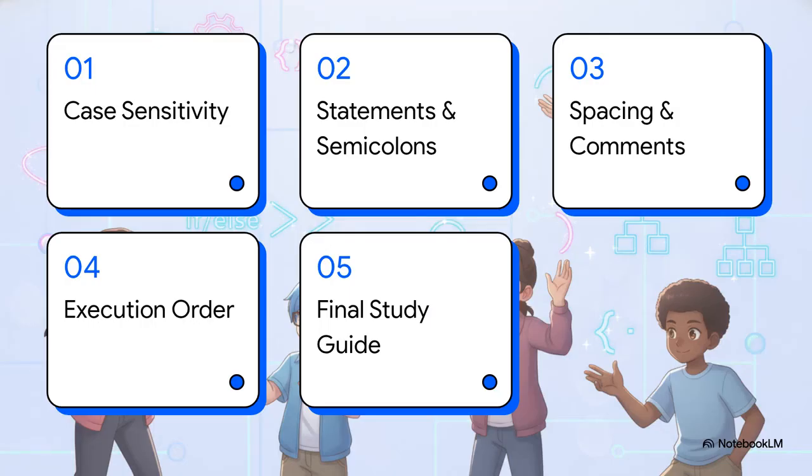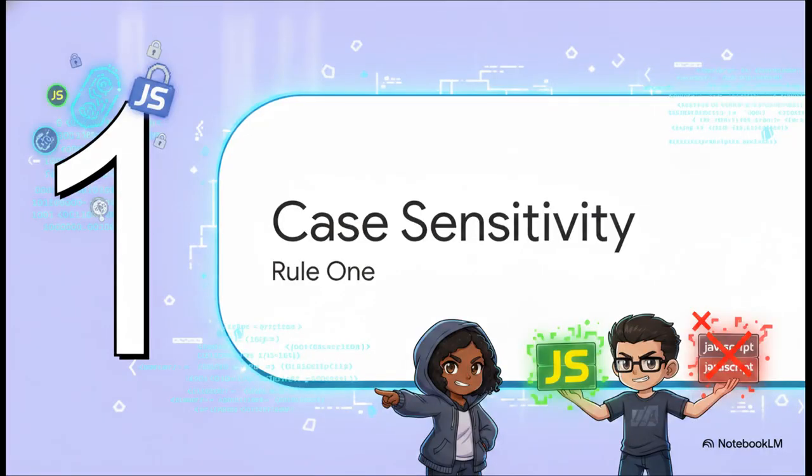So here is our roadmap for today. We're going to hit Rule 1, case sensitivity, move into Rule 2, statements and semicolons, then check out Rule 3, spacing and comments, hit Rule 4, execution order, and finally, we'll wrap the whole shebang into a neat final study guide. All right, let's jump right into Rule 1, case sensitivity.